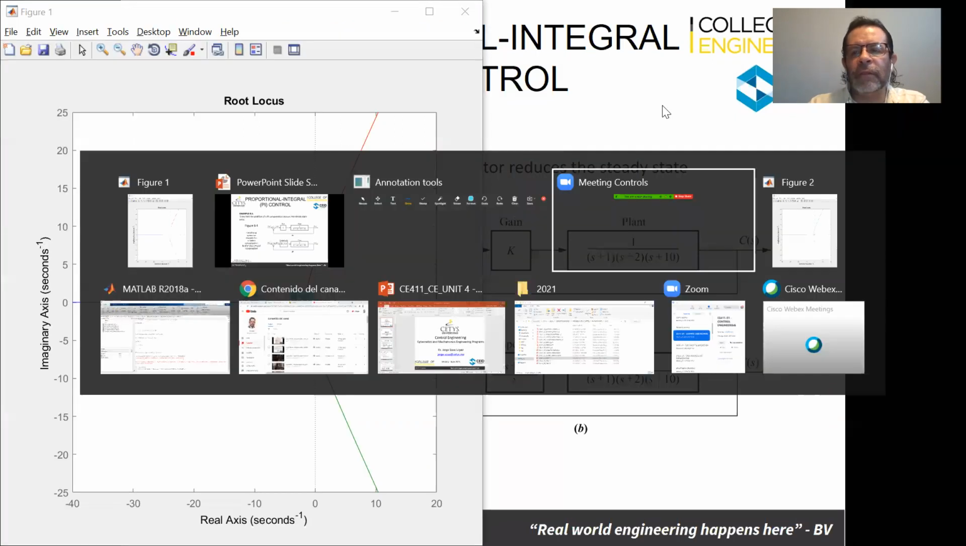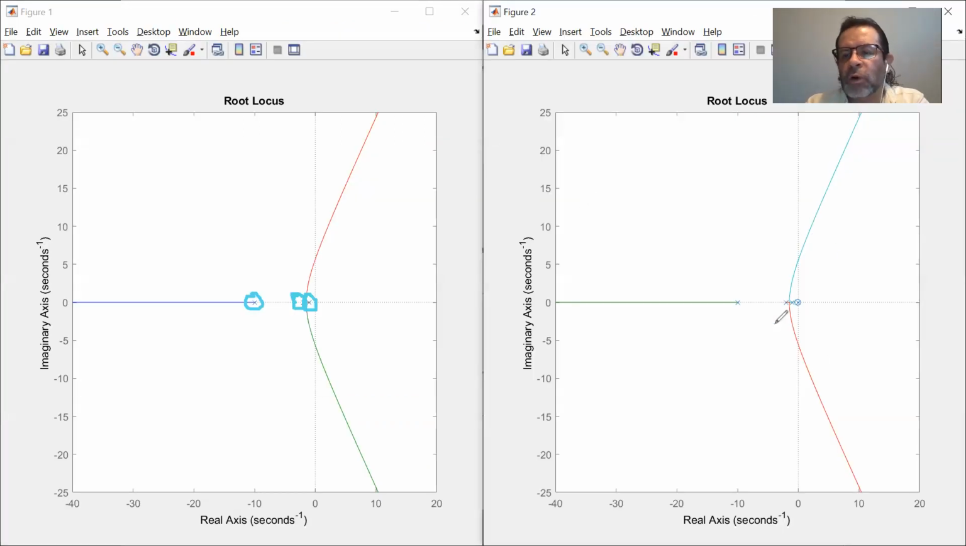For the new root locus, we still have the 3 poles, 1, 2, 3, but we also have an additional one here at 0, which is the integral controller. And we have a 0 here also, which is the one we added. So it kind of reconfigures the root locus, okay?